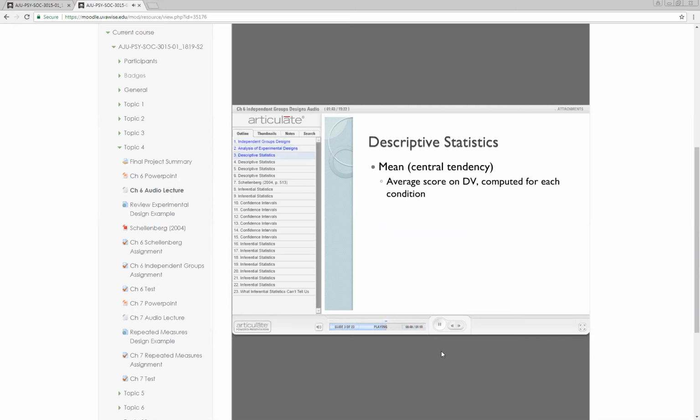So Advil would be my independent variable, headaches would be my dependent variable. I could get a mean of pain for my Advil group and for my no Advil group. The problem is, say my mean pain for my Advil group is a 4 and my mean pain for my no Advil group is an 8. Is that a meaningful difference? And that's where we get to more complex statistics, which we'll talk about in a second.